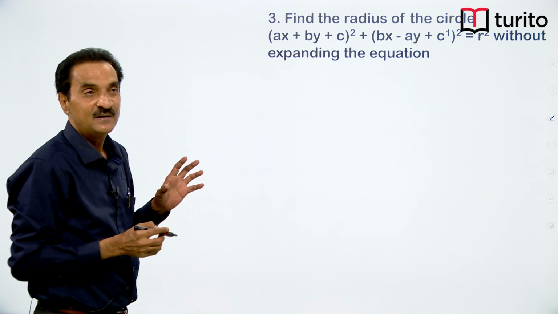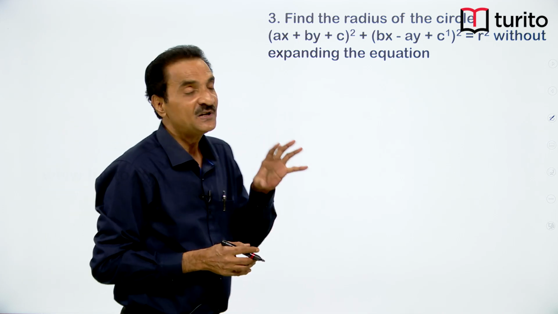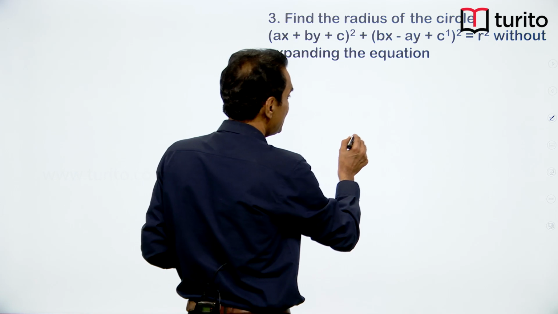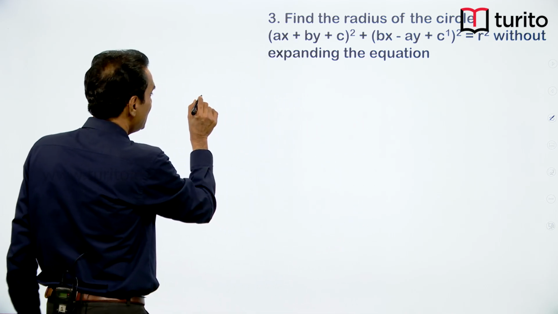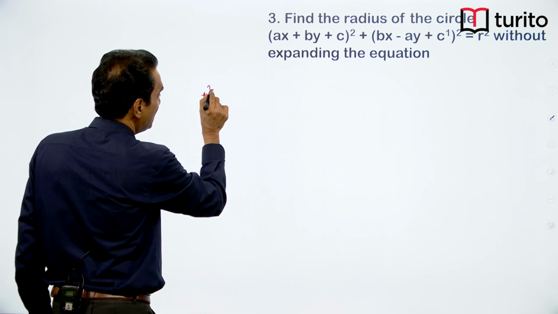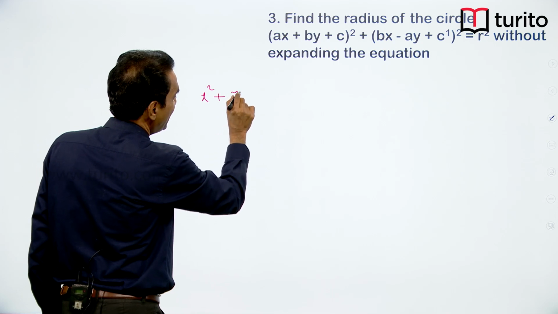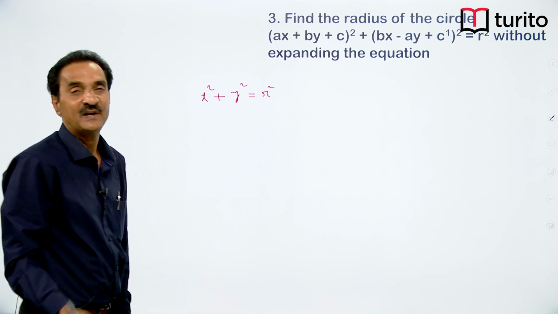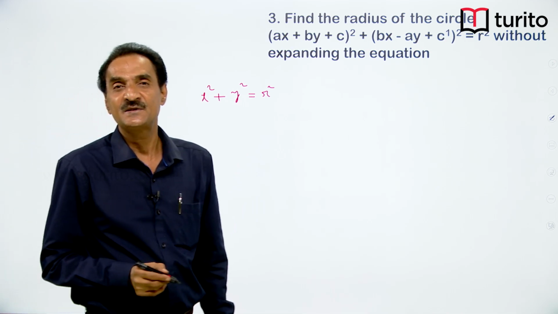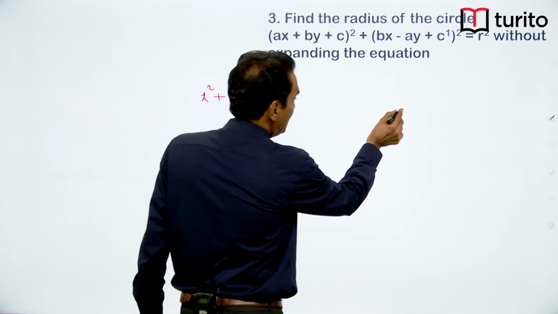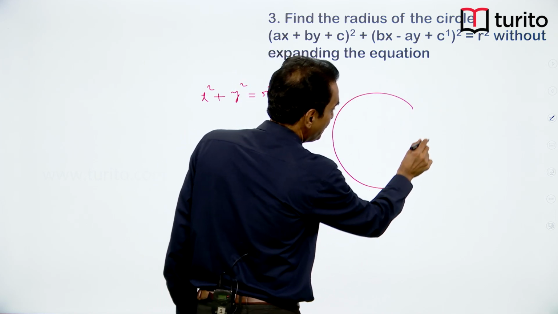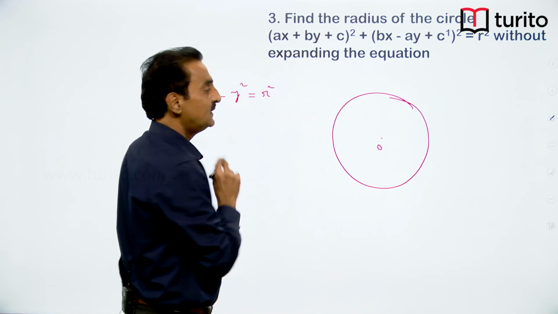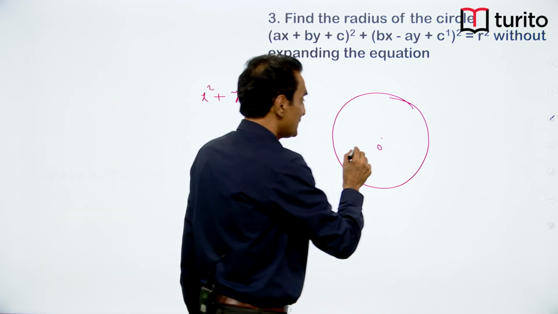Now, I will explain the geometrical interpretation of the equation of a circle. Now, let us take the circle x square plus y square is equal to r square. What kind of circle it is? It is a circle with origin as center and radius r.